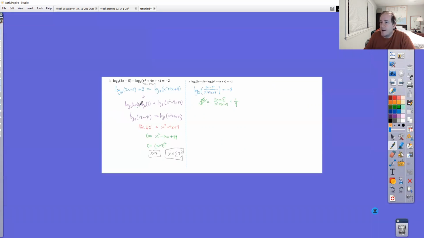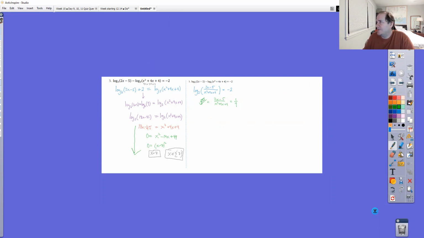50% view. I'm trying to say, over here, I finagled all this junk at the beginning so that when I finally did kill the logs, I have a polynomial equation. It's just a quadratic. And so maybe from there, it's a little easier to solve. By not doing all that stuff, by the time I get rid of the log, I'm looking at a more complicated equation. It's a rational equation.